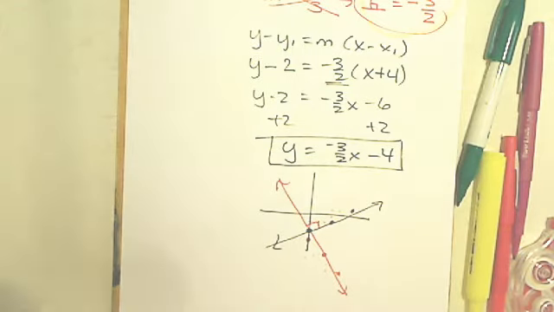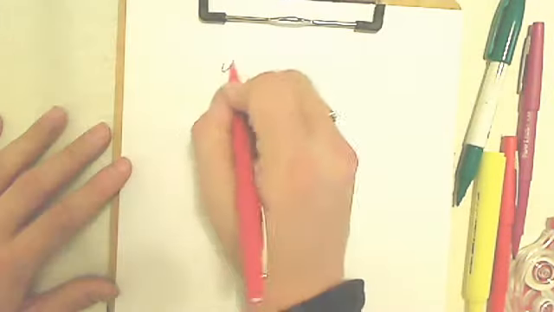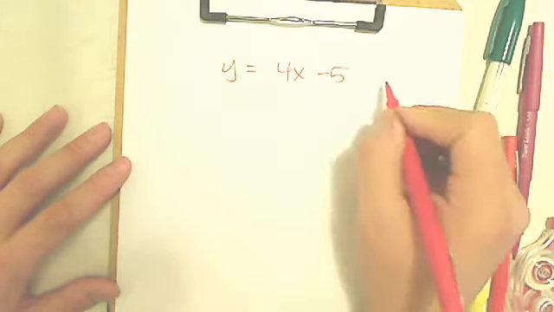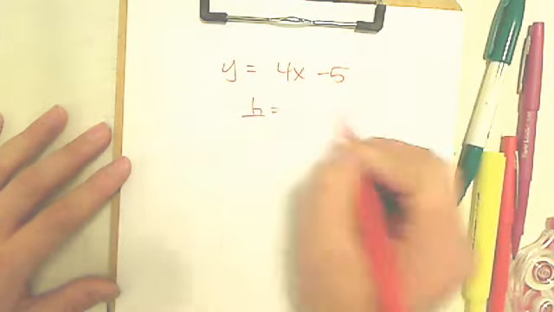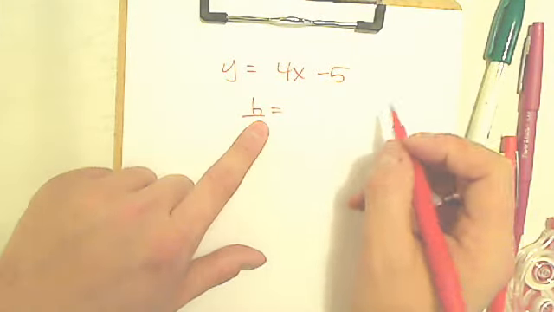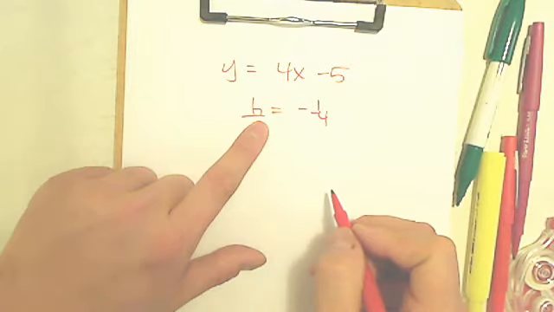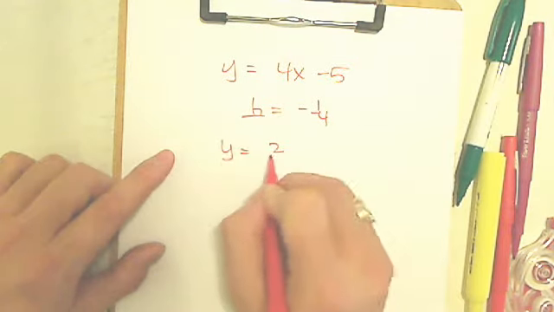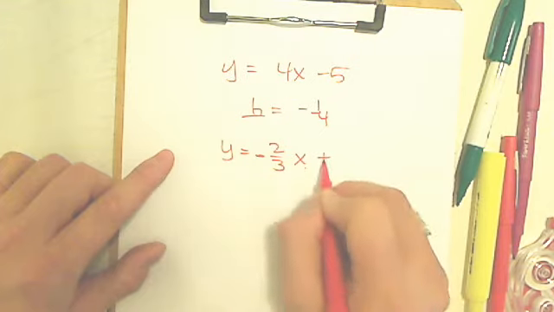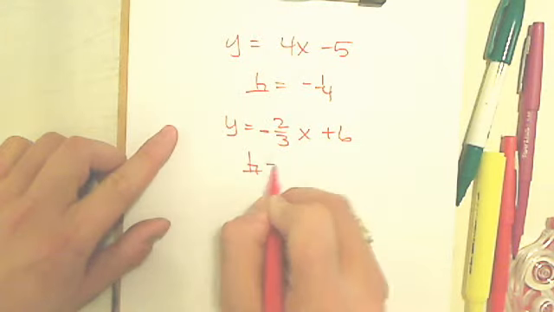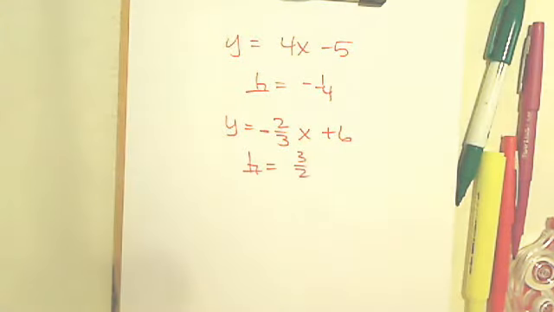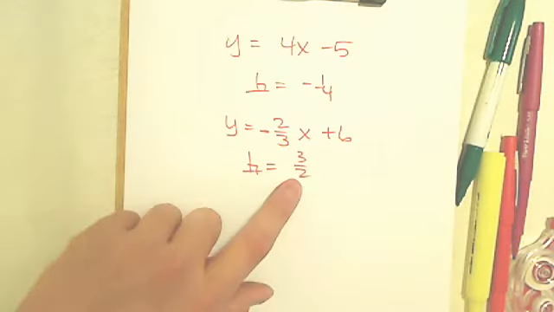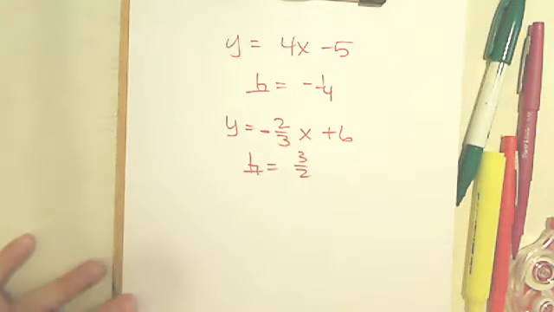So if your equation is y equals 4x minus 5, what does my perpendicular slope have to be? -1/4. If my equation is -2/3 x plus 6, what does my perpendicular slope have to be? +3/2. So I'm using this point and then this slope, with the point substituted in.